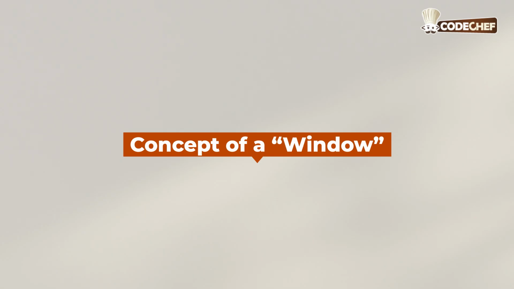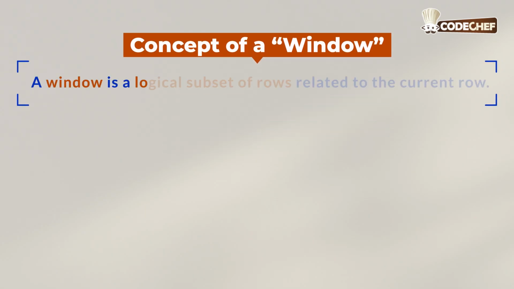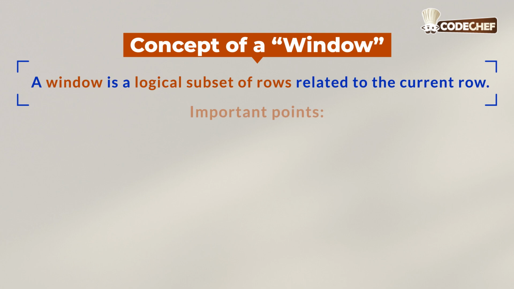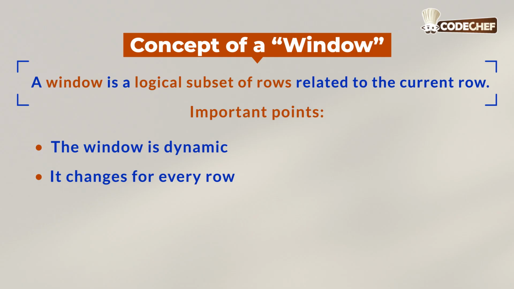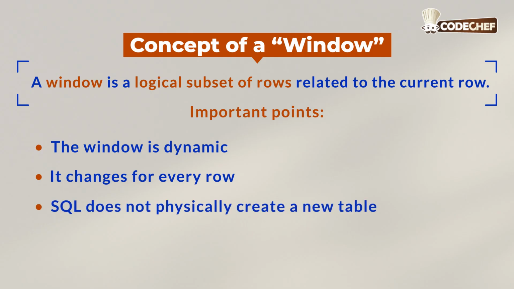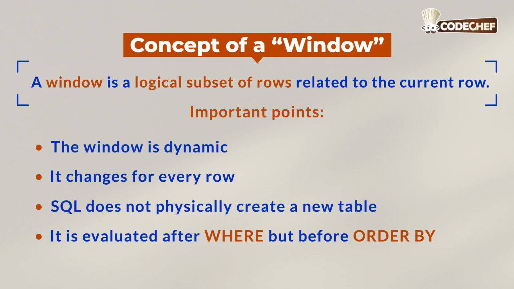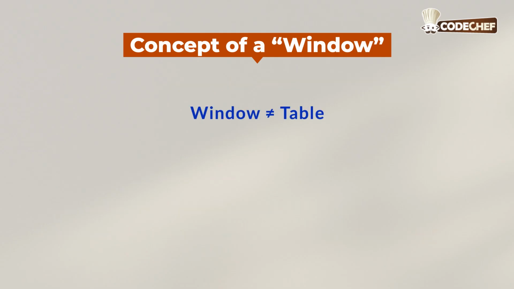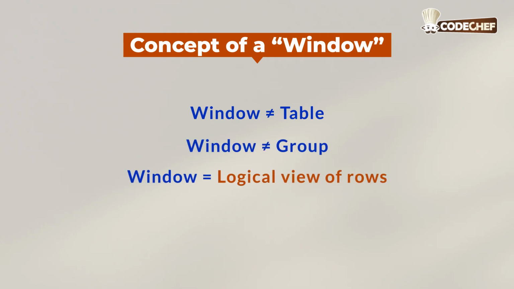Concept of a window. A window is a logical subset of rows related to the current row. There are some important points related to a window. The window is dynamic, so it changes for every row. SQL does not physically create a new table. It is evaluated after WHERE but before ORDER BY. A window is not a table. It is not a group of data, but basically a logical view of rows.